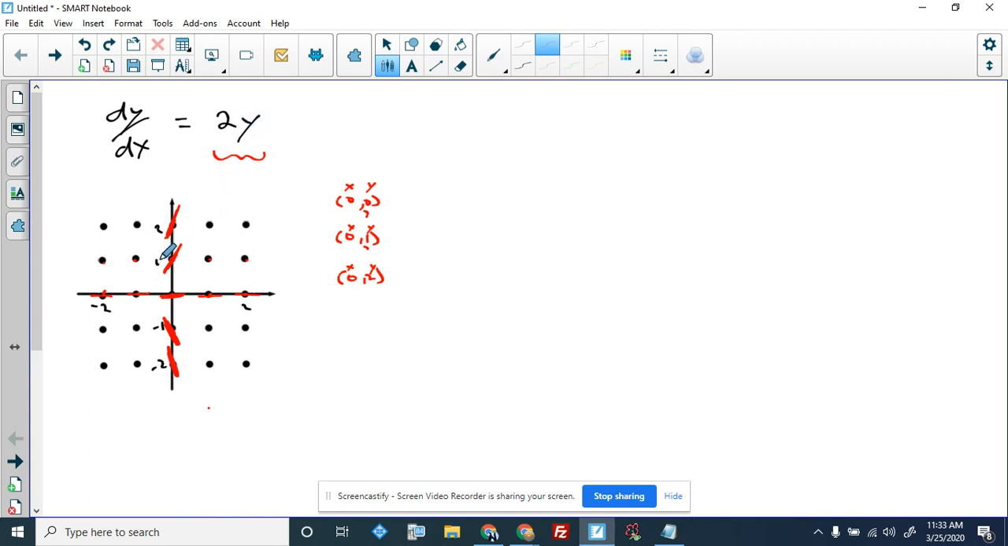So their y values are all 1. So all of these are going to have a slope of 2. So they're all going to look the same. Likewise, these would all be slopes of 4. These would all be slopes of -2. And these would all be slopes of -4. All right, and there is your slope field.